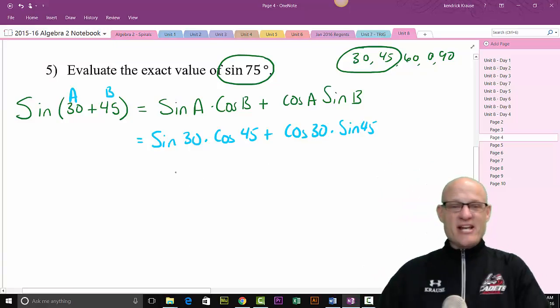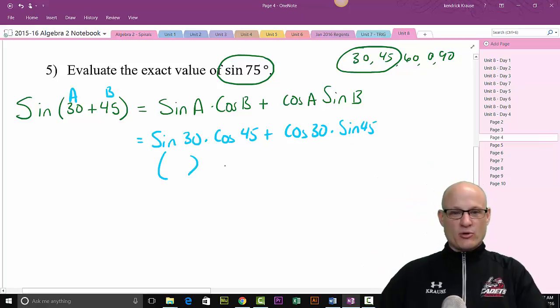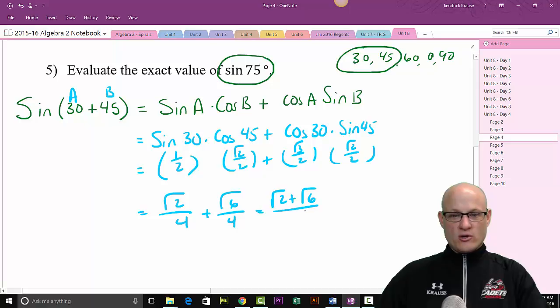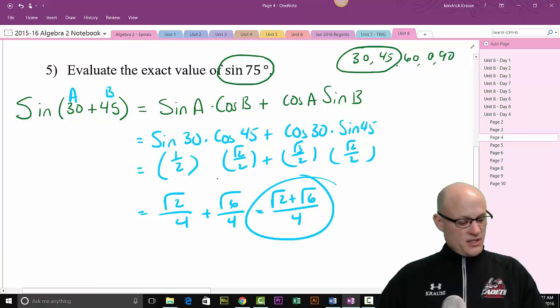We're almost done with this problem, not the end. This is 1/2, square root of 2 over 2. This is the square root of 3 over 2, and this is the square root of 2 over 2. So we get the square root of 2 over 4 plus the square root of 6 over 4. And when we add all that up, we get the square root of 2 plus the square root of 6 all over 4. There's our answer.